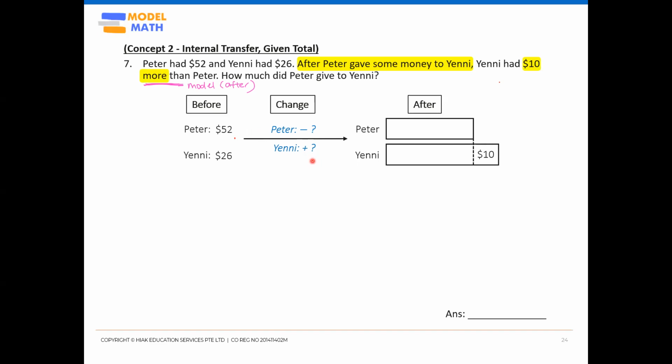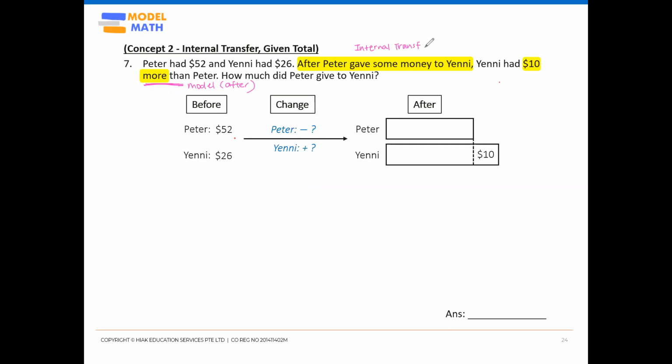All right, now the next thing is, once we have recorded down the data, let's ask ourselves, is there anything that stays the same throughout this whole thing? So let's consider the change. This change is very important because, notice, it's what we call an internal transfer.